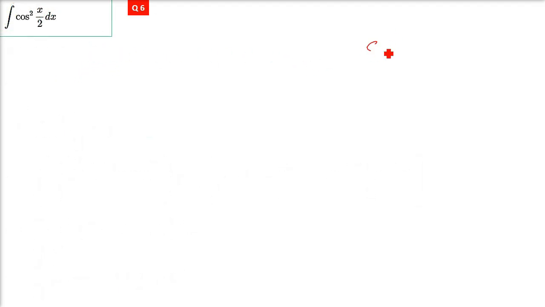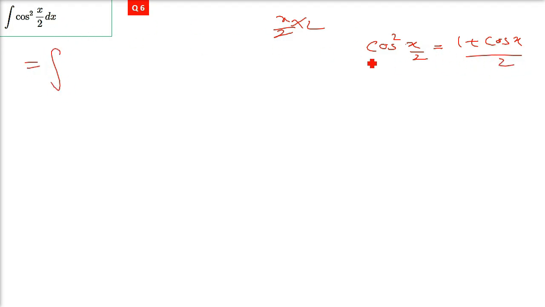So let me just write the formula, and you are quite aware of this now. Cos square x by 2 is going to be equal to 1 plus cos, whatever is there, just multiplied by 2. X by 2 multiplied by 2 is x only. 1 plus cos x by 2. This is integration of 1 plus cos x by 2 and with a dx.